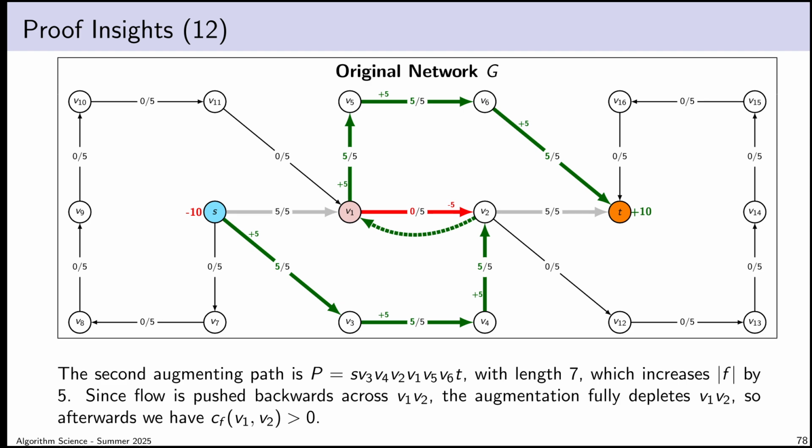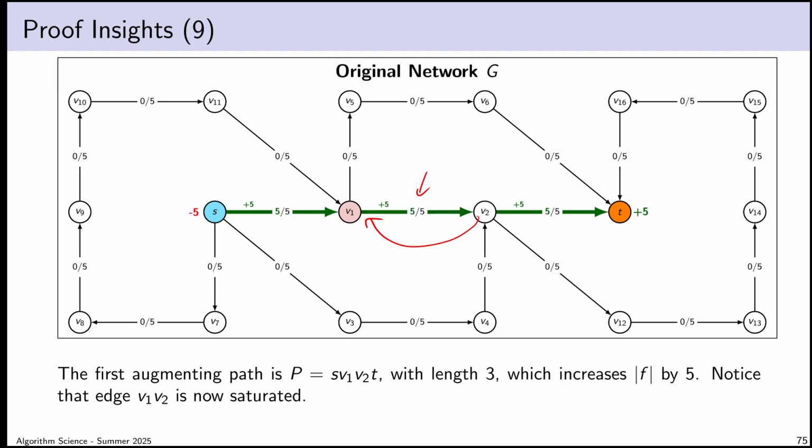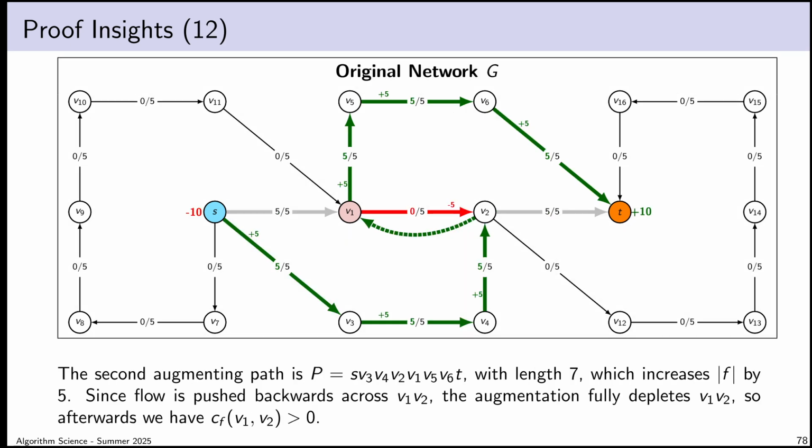Now, notice that as part of the augmentation, I am pushing flow backwards from V2 to V1. So whereas previously this edge was saturated, the last augmenting path saturated this edge, this augmenting path fully depletes that edge. And so notice that afterwards there actually is going to be more residual capacity from V1 to V2, whereas previously at the end of the last iteration there was no residual capacity from V1 to V2. At the end of this next iteration, by clearing out that edge, I can now transport more flow from V1 to V2.